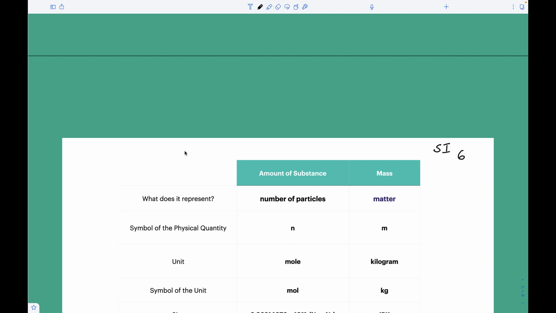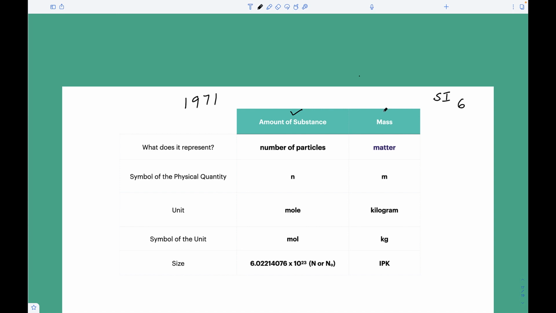And in the year 1971, they added the 7th fundamental physical quantity, called amount of substance, with the intention of benefiting the chemists. Now, what is this fundamental physical quantity, amount of substance?